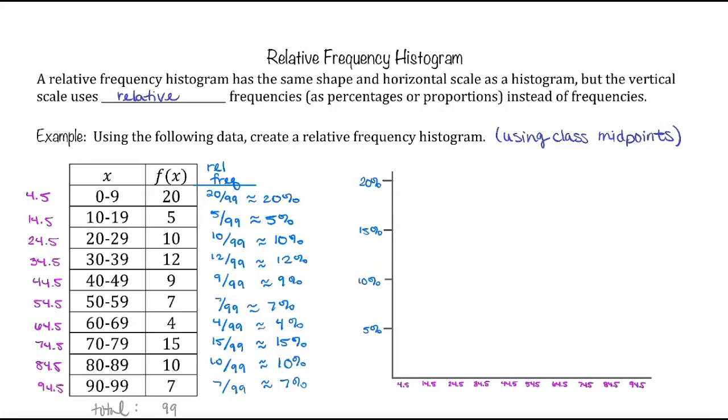Our first class has a relative frequency of 20%. So our first bar needs to have a height that corresponds with 20%. Next, our second class has a relative frequency of 5%. So our second bar needs to have a height corresponding with 5%. And continuing in this way, we can construct a bar for each class.